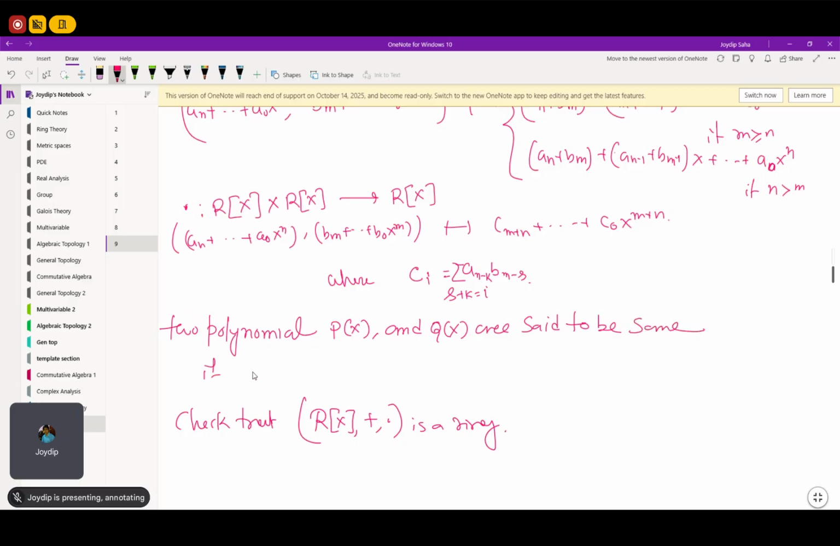if Px is a_n plus ... a_0 x to the power n, and Qx is b_m plus ... b_0 x to the power m, where a_0 not equal to 0, b_0 not equal to 0. Okay, I write it this way. m equals n and a_i equals b_i for all i. Okay, these are two non-zero polynomials.